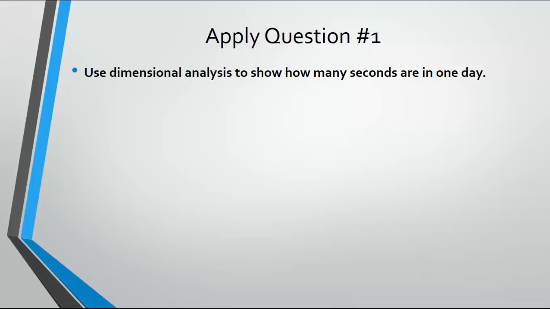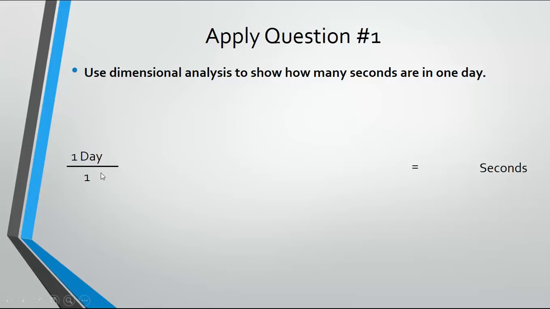For the first apply question, what you're going to do is start by putting your goal at the end. You're going to try to end with seconds, and you're starting with 1 day. Put 1 day over 1, and we start with conversion ratios. You would have had to go to your sheet or just know some of these. You probably know most of them.